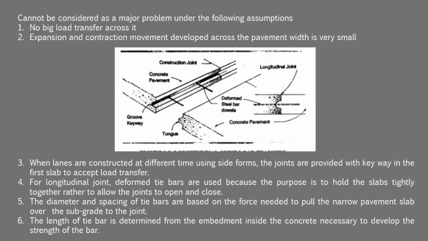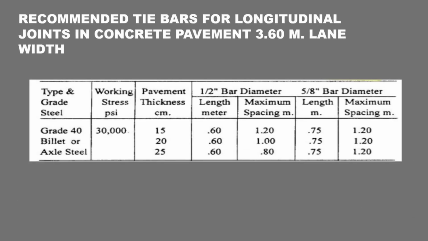5. The diameter and spacing of tie bars are based on the force needed to pull the narrow pavement slab over the subgrade to the joint. 6. The length of the tie bar is determined from the embedment inside the concrete necessary to develop the strength of the bar. And these are the recommended tie bars for longitudinal joints in concrete pavement 3.60 meters in length.